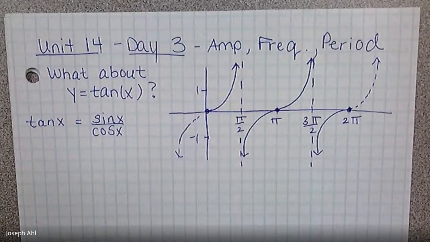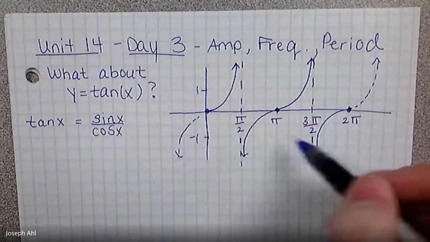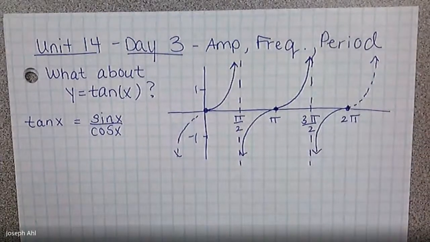Domain is a little bit more complicated to write here. You'd have to exclude all those asymptotes. But notice how the range is really nice. It's just negative infinity to infinity.